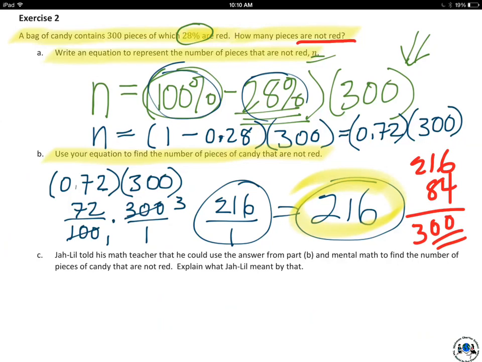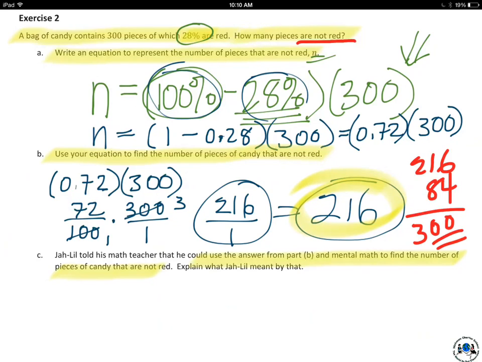Okay, alrighty. Okay, so now this part C here, let's see what this is. I haven't read this yet, but let's go ahead and read this together. So Jalil told his math teacher that he could use the answer from part B and mental math to find the number of pieces that are not red. Explain what Jalil meant by that. Okay, doke. Let's see. So Jalil told his math teacher that he could use the answer for part B and mental math. Let's ponder that and write down what you think, and I'll be back in a minute.